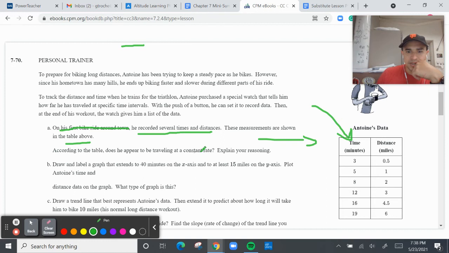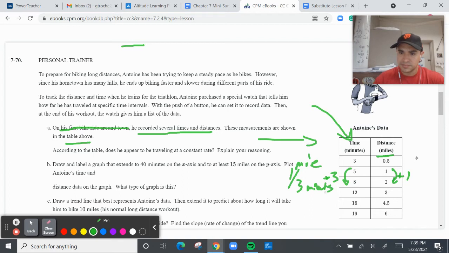Does he appear to be traveling at a constant rate? Well, let's just take a look. So from here to here, that's +3 and then +1. So that right there, for me, is going to be 1/3. You're going to try 1 mile every 3 minutes. So let's try this one. 12 to 16, that's +4. And then this is +1.5. And this one is +3. And this one is +1.5.